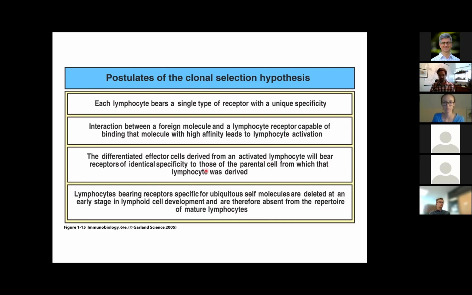And then cells that would have a receptor that would target a self molecule have to be deleted in some way. And so he came up with all of these ideas actually before we even knew there were B cells and T cells, and all of these are true. And so all of these have been borne out both for B cells and T cells in different ways.